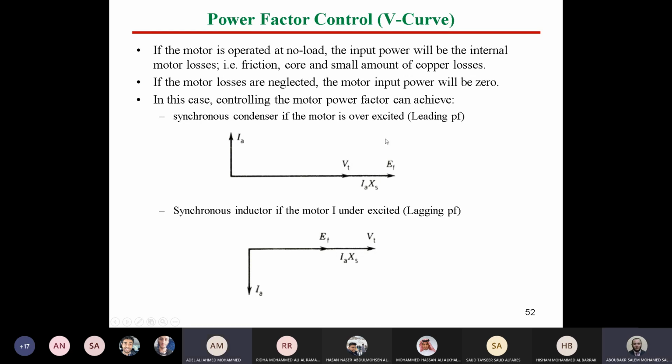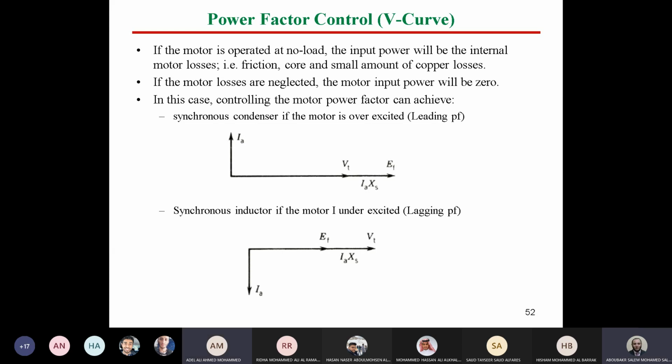Okay? Here in the upper phasor diagram, this is the case of 0 power factor leading. However, the lower diagram is 0 power factor lagging. Okay? Yes. Any question in this part?